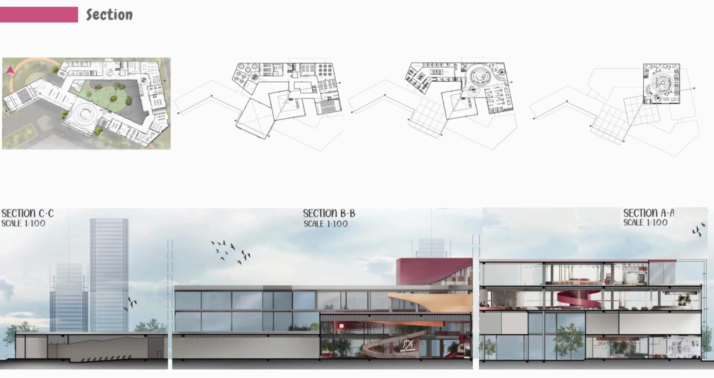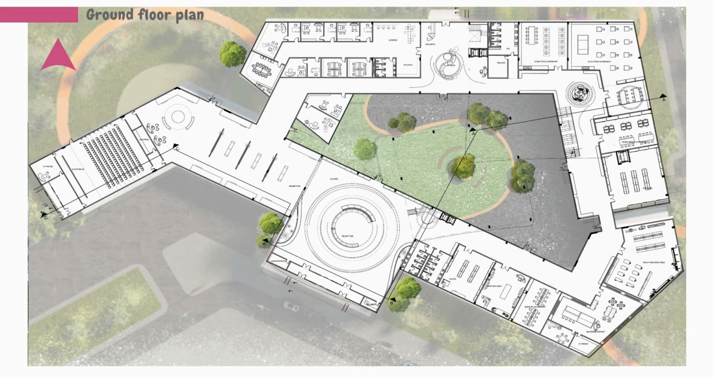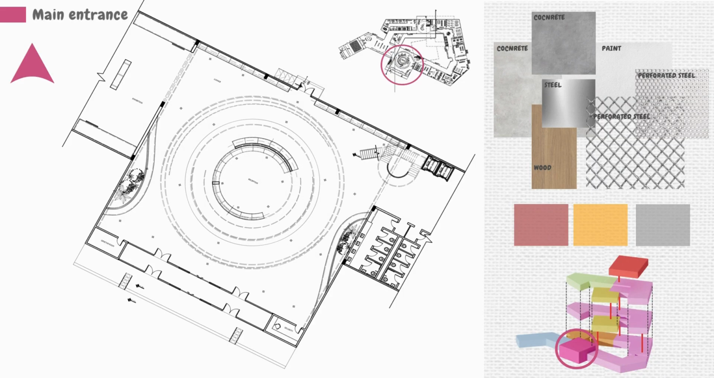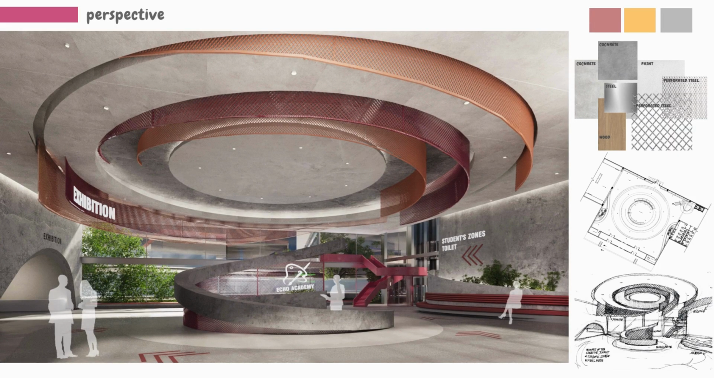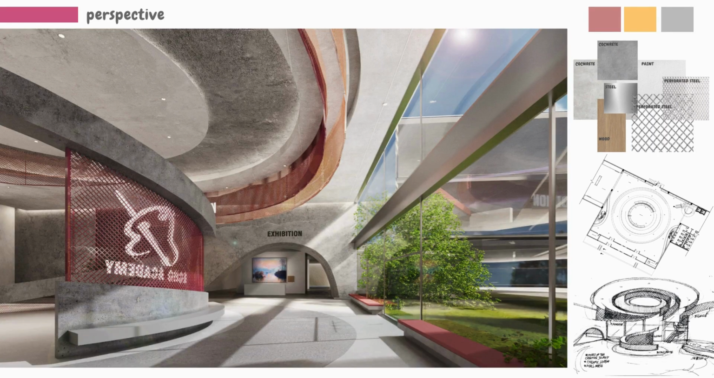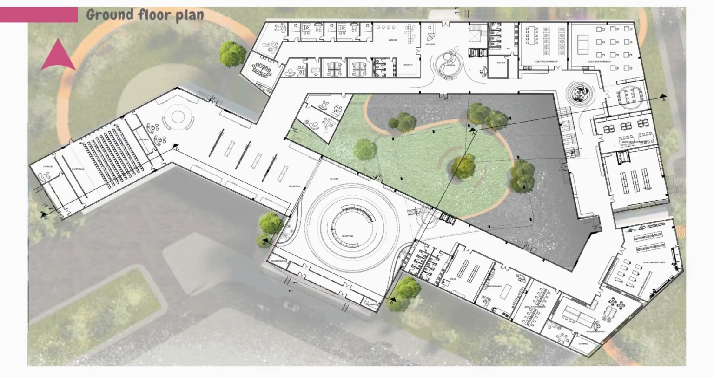This is the section which shows how I'm contrasting the rigid rectangular masses with the fluid and dynamic interiors. Starting with the reception on the ground floor. For the color scheme, I used red and yellow to energize the students and gray to let these colors stand out. The reception features dynamic lines, echoing the flow of ideas around the space. I also used steel mesh to create transparency and creative dialogue. The exhibition uses the same concept of lifting a curtain from an art piece, like the mass.